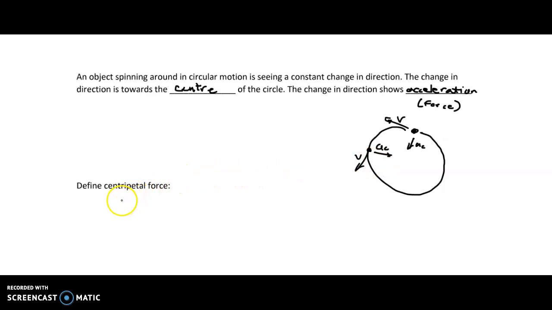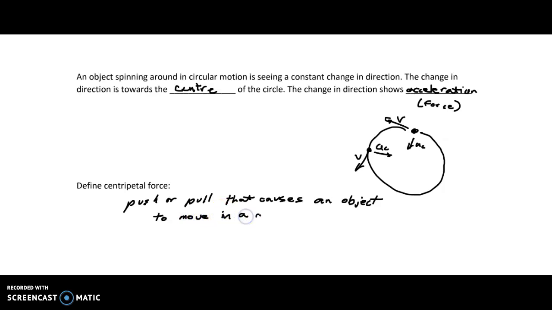So if we take a look at centripetal force, it really is just the push or pull that causes an object to move in a circle.